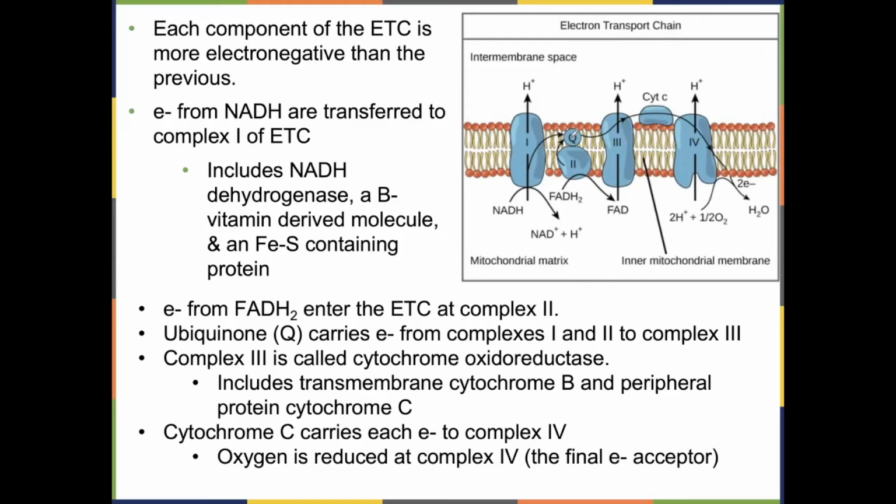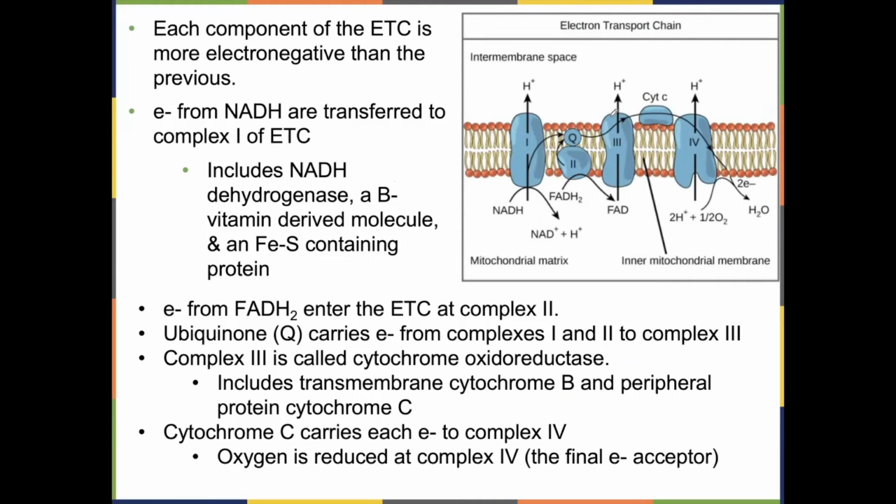Both of these two pass their electrons to a third component here that's called ubiquinone, which then passes electrons onto complex 3. And then complex 3 passes on its electrons to this portion that's called cytochrome C. Cytochrome C then finally transfers the electrons to this last portion of the complex here, complex 4, where the electrons then are passed on to oxygen, forming water.